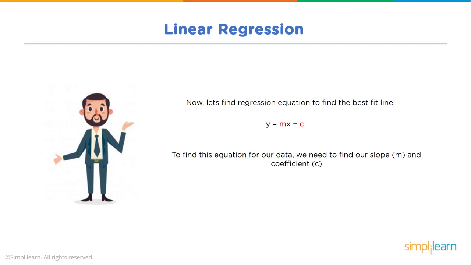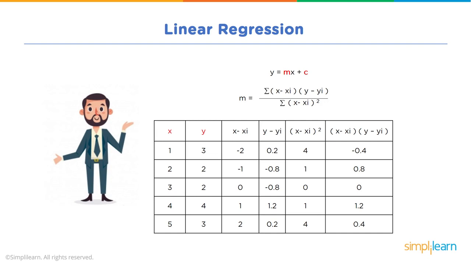Now let's find our regression equation to find the best fit line. Remember, we take our y equals mx plus c, so we're looking for m and c. To find this equation for our data, we need to find our slope m and our coefficient c. We have y equals mx plus c, where m equals the sum of (x minus x mean) times (y minus y mean), over the sum of (x minus x mean) squared. That's how we get the slope of the line.